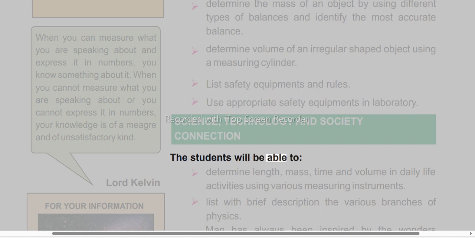The students will be able to determine length, mass, time, and volume in daily life activities using various measuring instruments. List with brief description the various branches of physics. Man has always been inspired by the wonders of nature. He has always been curious to know the secrets of nature and remained in search of the truth and reality. He observes various phenomena and tries to find their answers by logical reasoning.